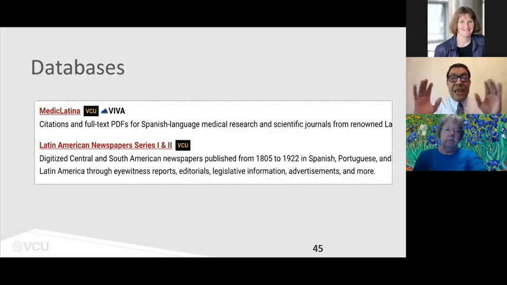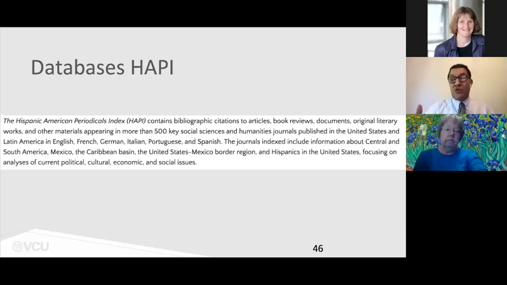Starting with databases. We have some databases at VCU that connect to Spanish-speaking research, okay? To target more specific Spanish-speaking research, like Medic Latina or Latin American Newspapers. In terms of Spanish databases for scholarly research, Spanish, Latin American, Caribbean, Ibero-American, there is a huge amount of them. One of the most important, which has been around for a long time, is HAPI, the Hispanic American Periodicals Index. Very powerful from the point of view of scholarship, okay? So if you could get access to it, and if you're looking at Spanish-speaking scholarly production, this could help you a lot, okay?